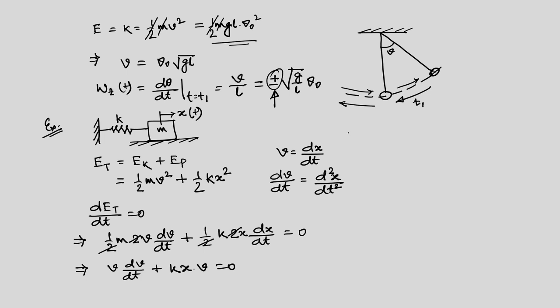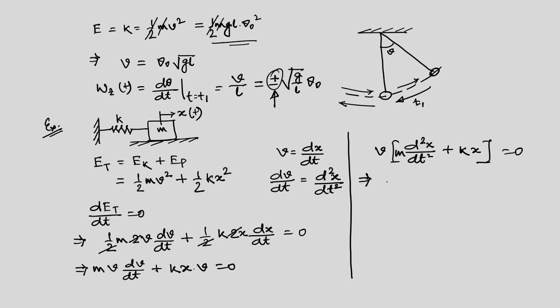Obviously, what we have is v, and then in place of dv dt, we can write d2x dt2 plus, so there is a mass, sorry, I missed it. So, there will be mass m plus k times x is equal to 0. Now, again in this case, we have the equation of motion m d2x dt2 plus kx is equal to 0.